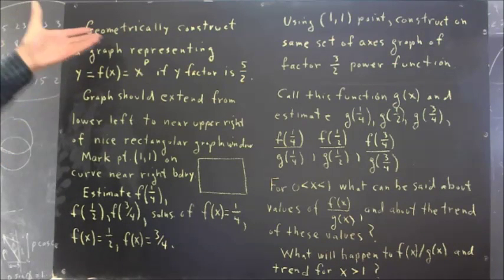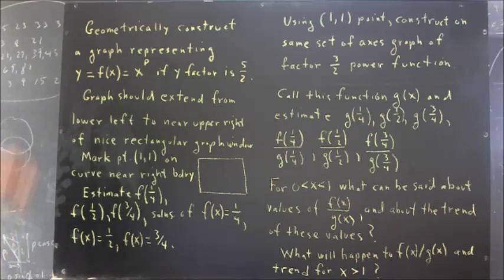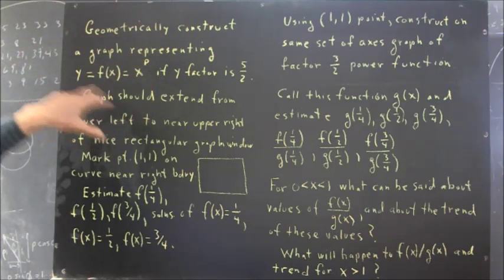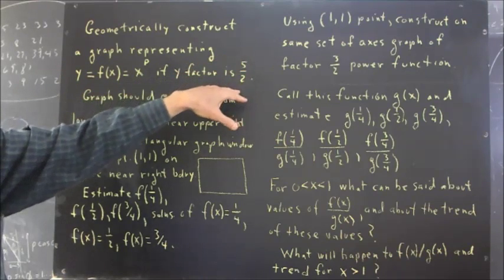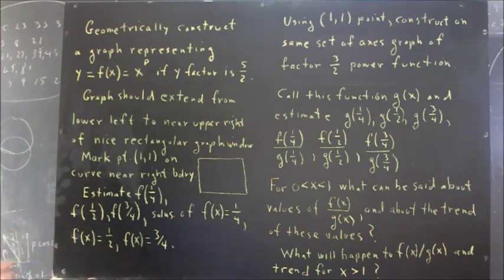Now we have a few more problems. We want you to geometrically construct a graph representing x to the p if the y factor is 5/2. Now, in the preceding, we constructed the graph for y factor 3/2.